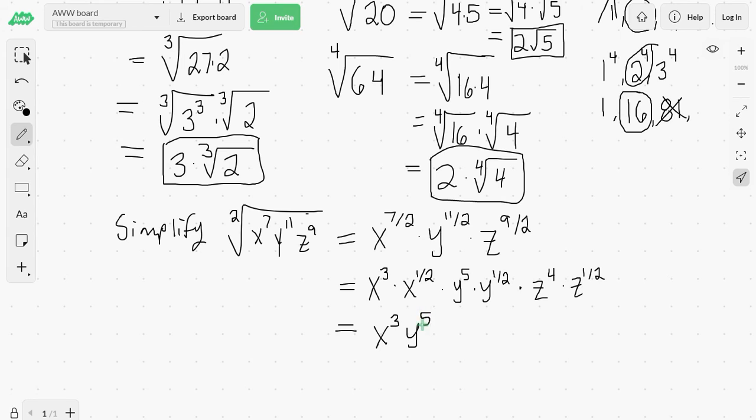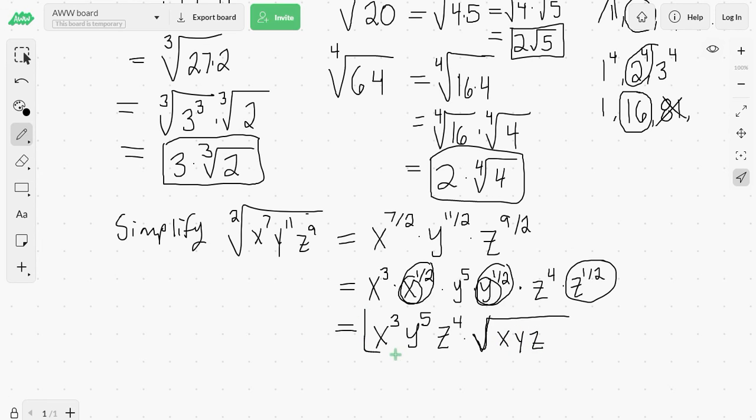Now if we just want to write this back in radical notation, this would be x cubed times y to the 5th times z to the 4th times the square root. Now we take each of these and chuck them back under the square root. But in particular, we only take the base of each. We don't write the 1/2 as well, because the 1/2 is the square root. So we just get x, y, z on the inside. So this is our final answer.